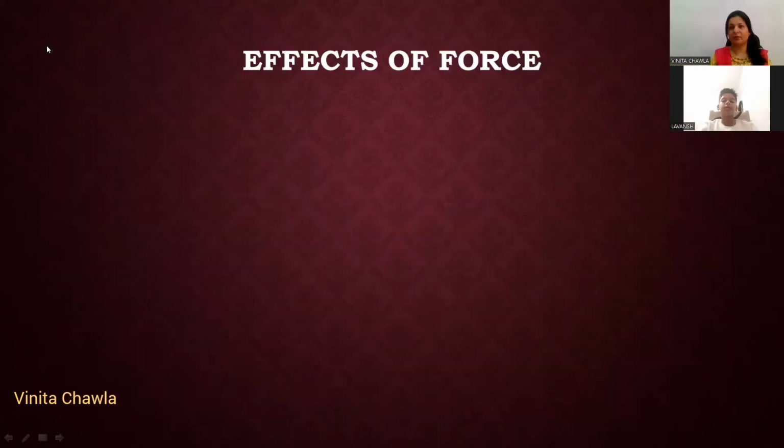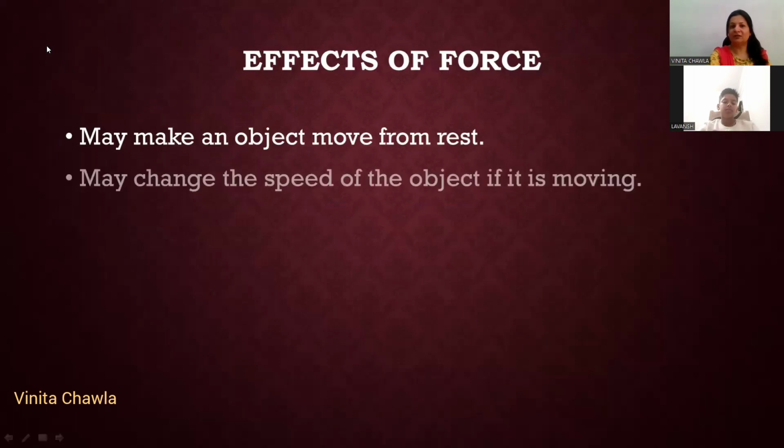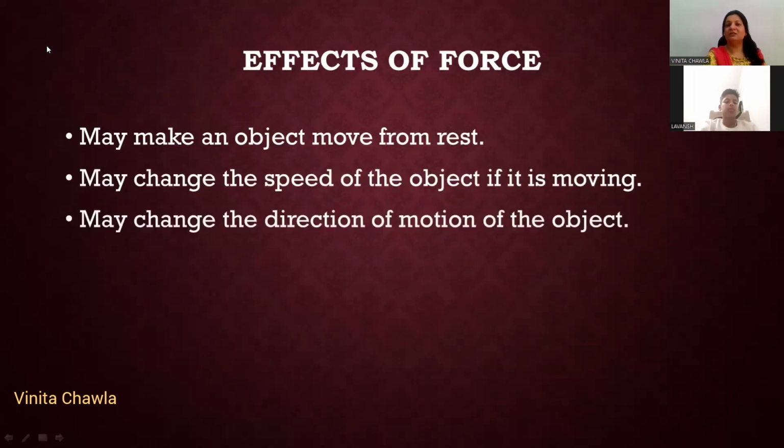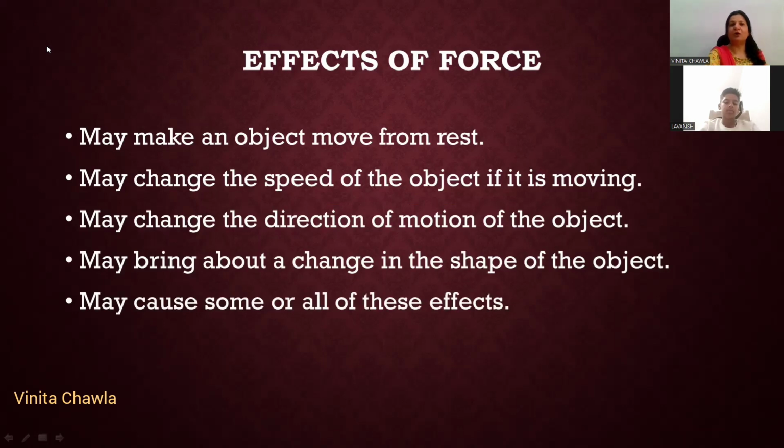Easy? Let's do another. A force can change an object's direction, its speed can change, it can come to rest. And if it is already at rest, it can start moving. The shape of the object can be changed on the application of force. So we may make an object move from rest. We may change the speed of the object if it is moving. We may change the direction of motion of the object, and we may bring about a change in the shape of the object, right? And may cause some or all of these effects.